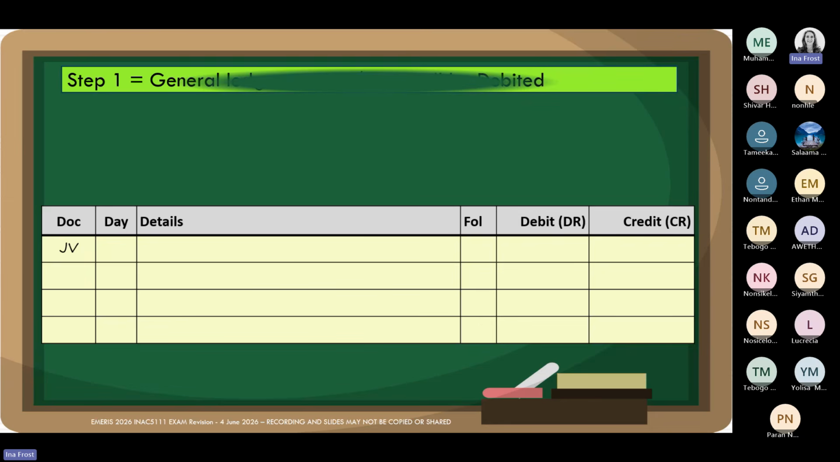So step number 1, then we said identify the general ledger accounts that will be debited. So we are going to debit the sales account, and that will be the amount excluding VAT. So you can see, as Salama mentioned earlier, to show our workings. So here I am showing you the workings of how I got to my sales number. So there we go. The sales account is going to be debited with 500 rands, which is excluding VAT.